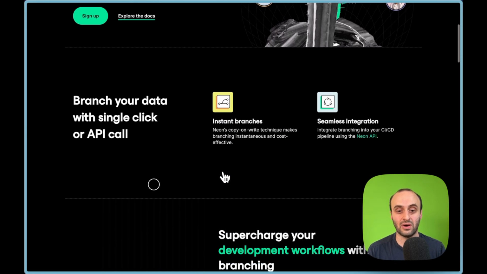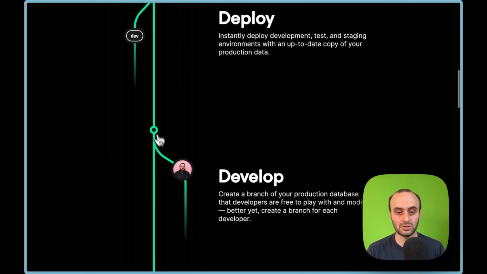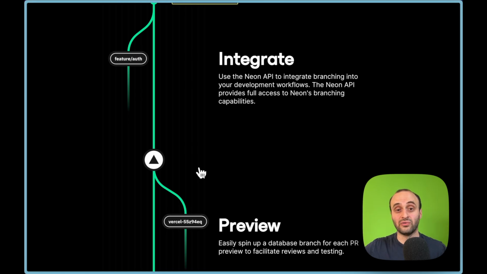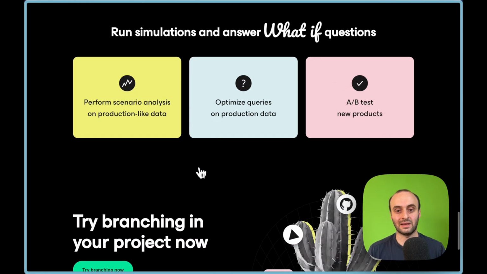You can also use it for CI/CD. So every time you have a new PR, let's say you have a dev branch or someone's adding a new feature, you can have a copy of the production database so you can use it like it's a real app, but then you're not impacting production. So, to me, that's incredible. You could also optimize queries on production data.